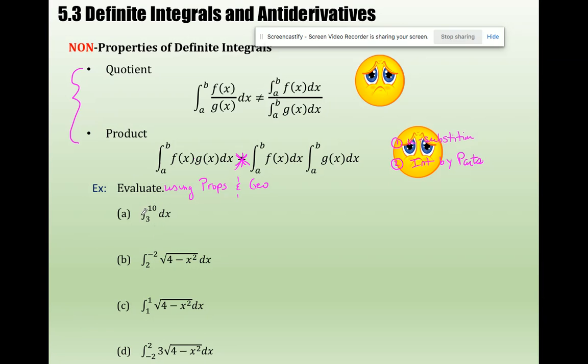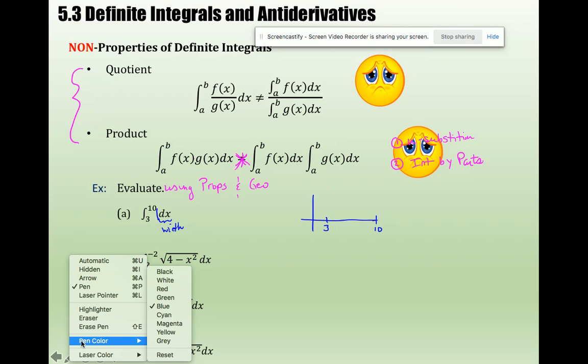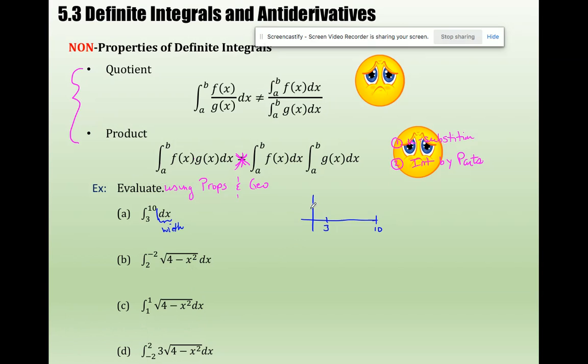So I want you to look at this, and I want you to draw a graph. We're going to start at 3, and we're going to stop at 10. What is the integrand? What is the height? Remember, an integral is a product of function heights times widths. Here is my width. Where is my function? It's 1. Can you draw me a function on that axis that has a height of 1 constantly?